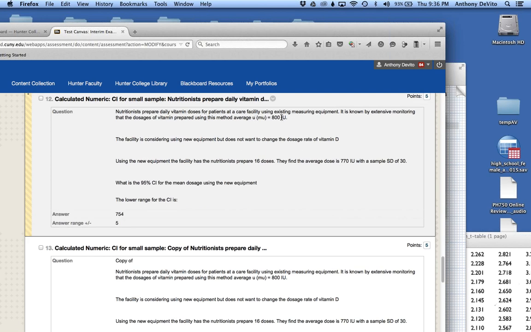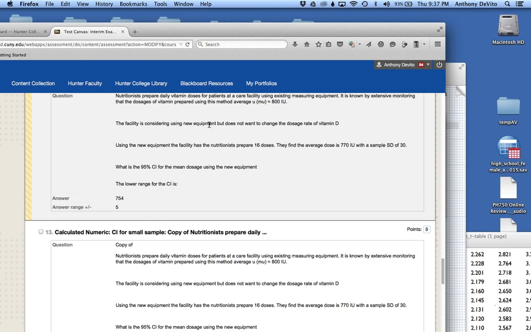Nutritionists prepared daily vitamin doses for patients at a care facility using existing measuring equipment. Known by extensive monitoring, the dosages of vitamins prepared using this method average 800 units. The facility is considering new equipment but does not want to change the dosage rate of vitamin D. Using the new equipment, the facility has nutritionists prepare 16 doses. They want to know if it really gives you the same average as what they were getting before. Sometimes you might get 799, sometimes 802, and so on. But they want to make sure that whatever technique and equipment they're using, they get the same average dose.